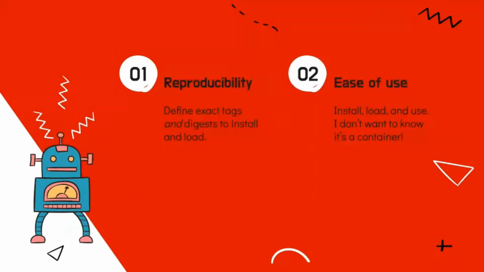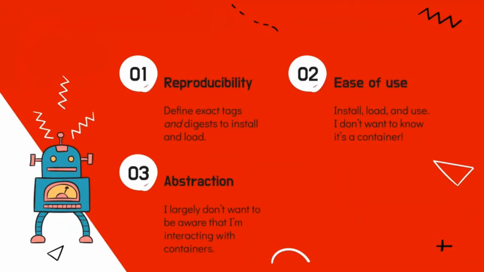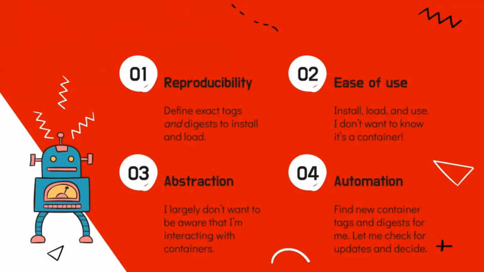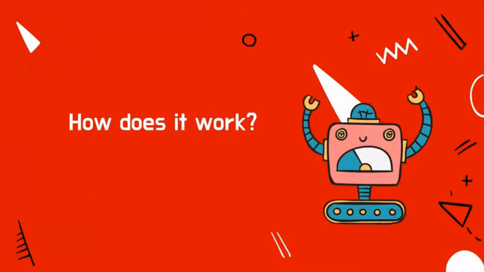I don't even want to know that I'm interacting with a container. I wanted a certain level of abstraction. I wanted to have a really complicated command, for example, to run a Jupyter notebook, to just look like a single command to run. And then finally, I wanted automation. So obviously digests and tags change all the time, and I didn't want to have to think about this. I wanted some robot, etc., to handle this for me. Let's jump into this. How does this work?